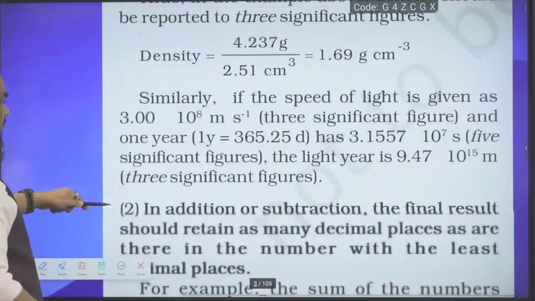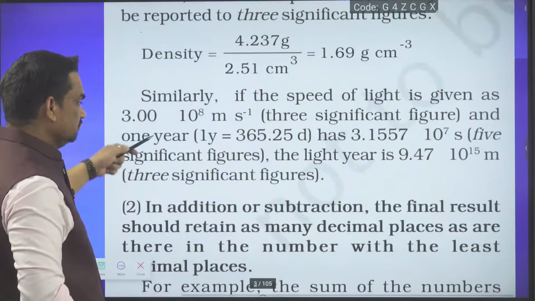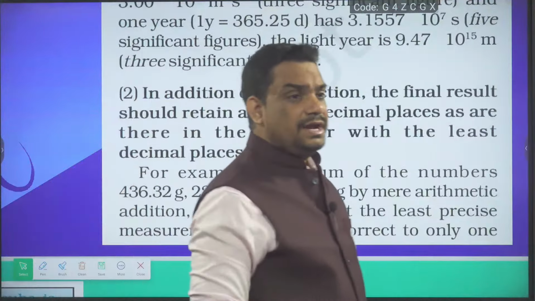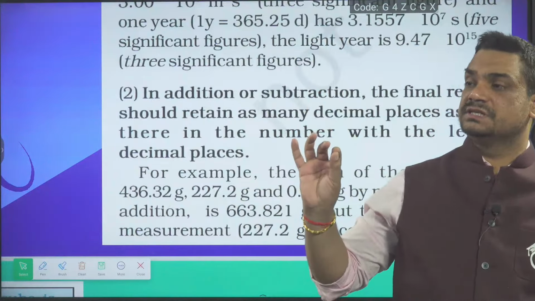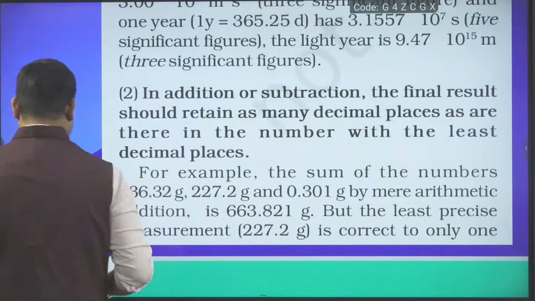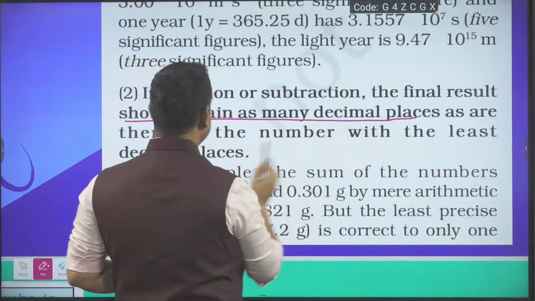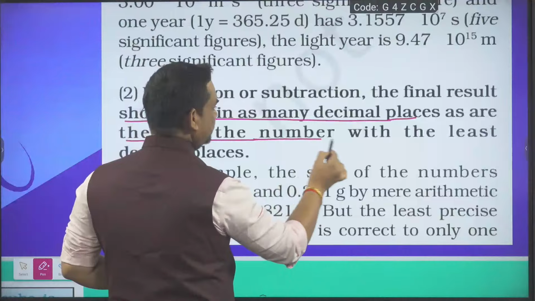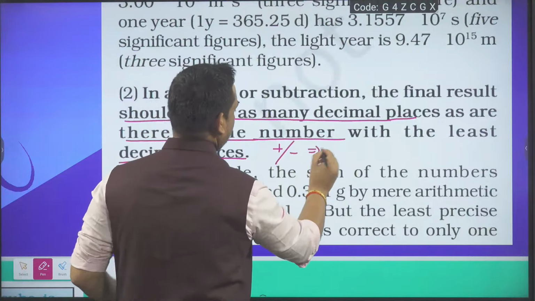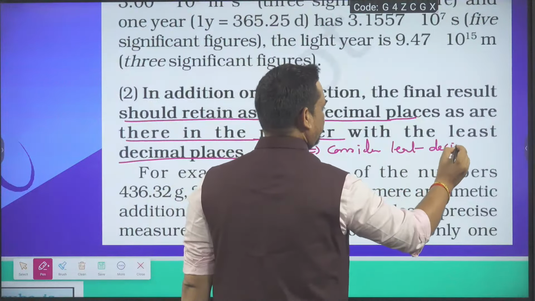We have one more example here in this one, and I will go for this one. Addition or subtraction: whenever we are doing addition or subtraction, we need to consider the least number of decimal places. In addition or subtraction, the final result should retain as many decimal places as are in the number with the least decimal places. Whenever we are doing plus or minus, you need to consider the least decimal places.